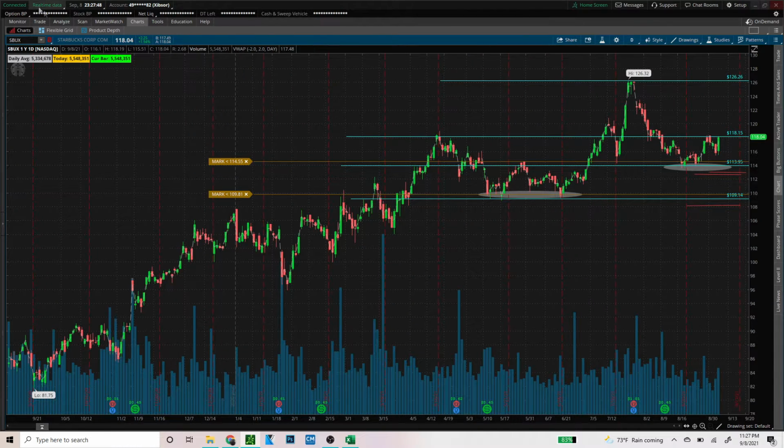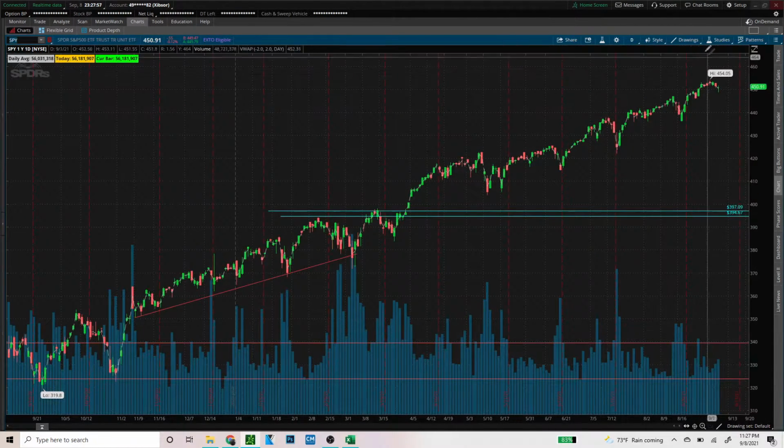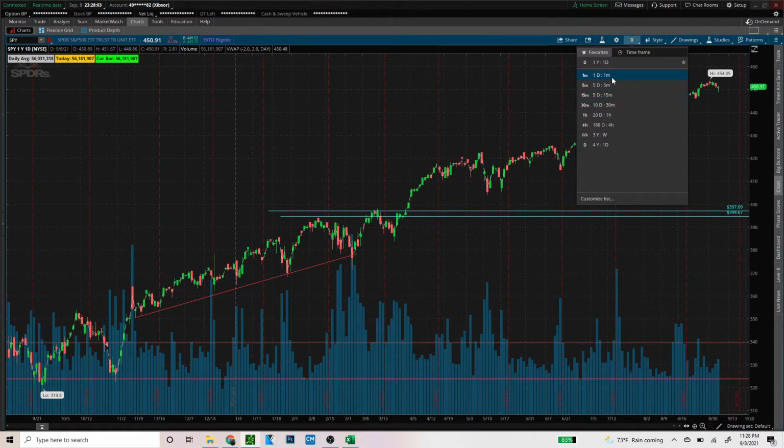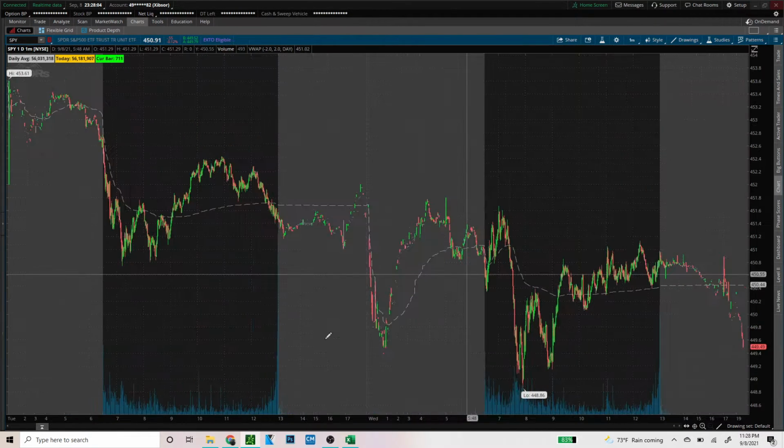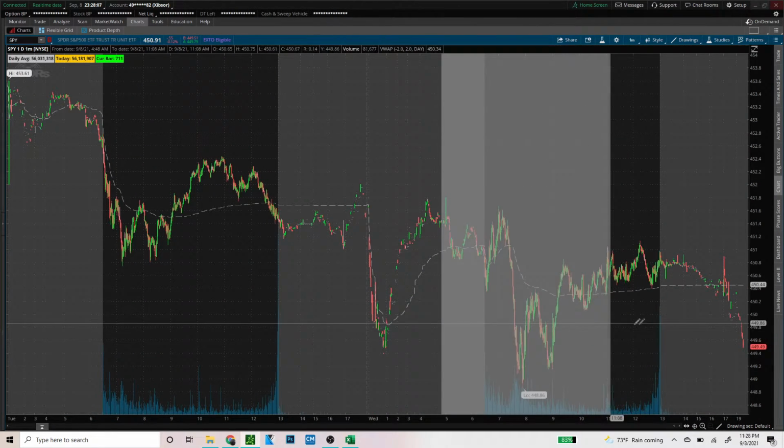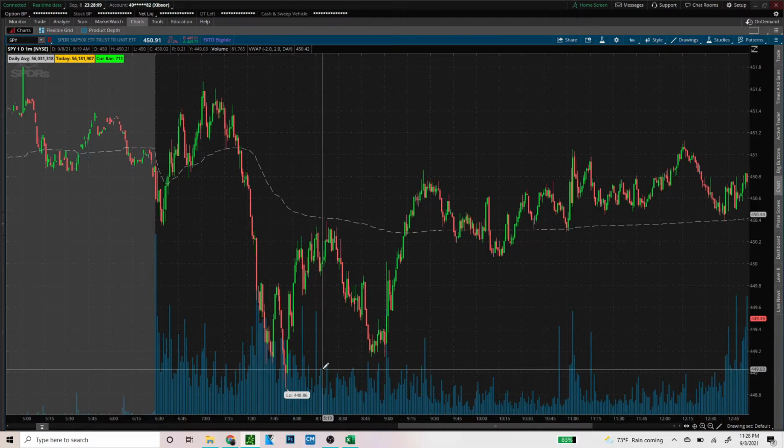I want to give you one more example just to wrap it up on a day trade scenario. We're going to use the SPY because that was a great chart this morning to explain what's going on in that scenario. Okay, so here's another example of the SPY this morning.